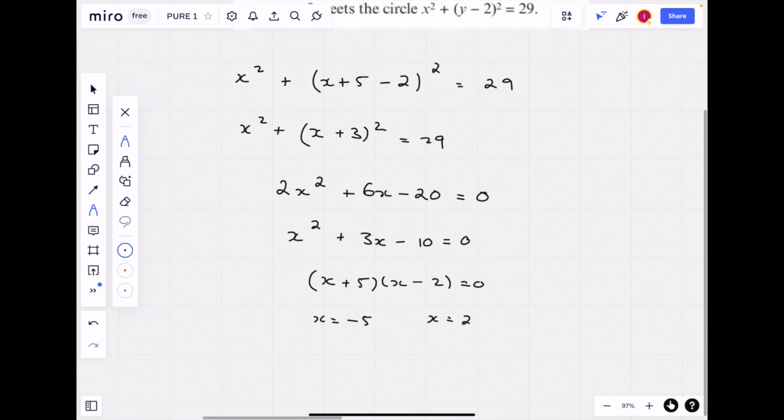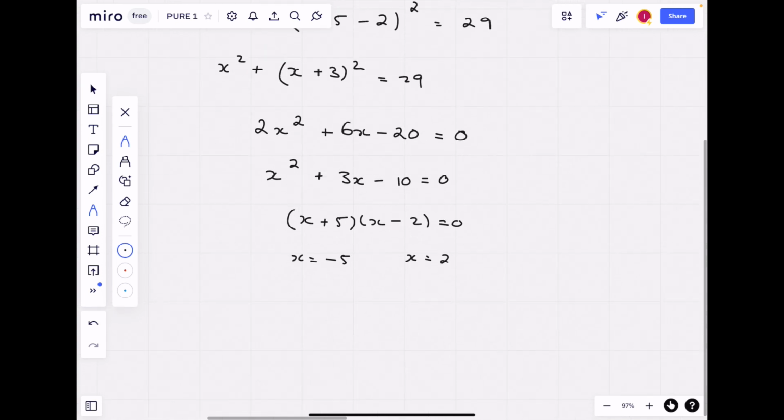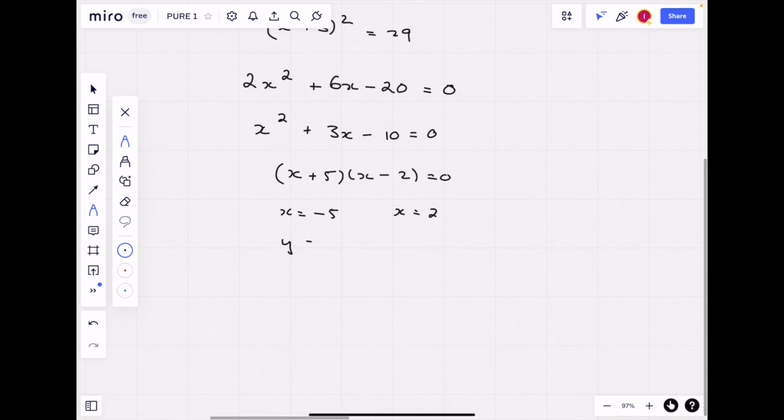Plug that back into your straight line equation, y equals x plus 5. So here, y equals 0. And when x equals 2, y equals 7. There you go. Those are your two coordinates. Easy as that.